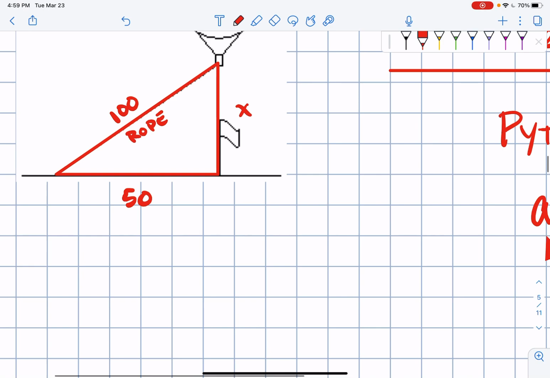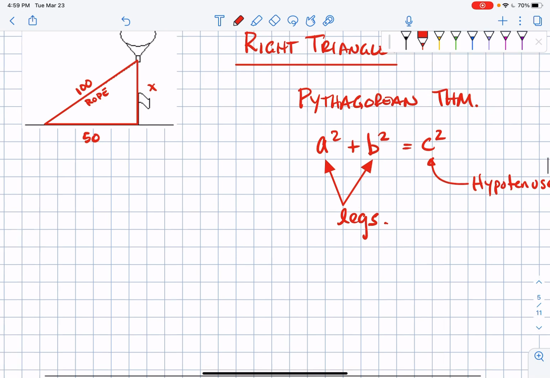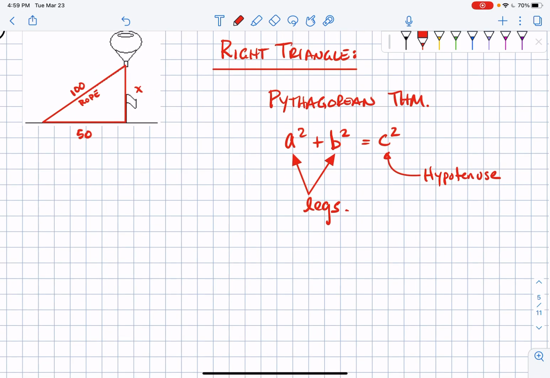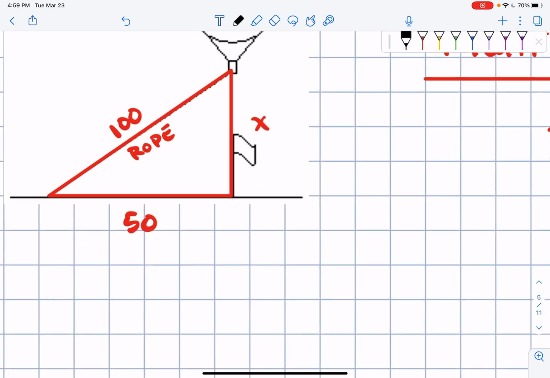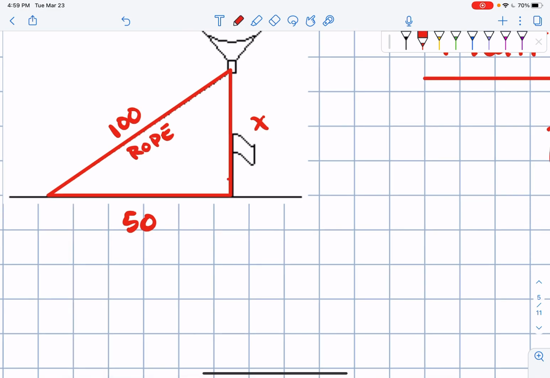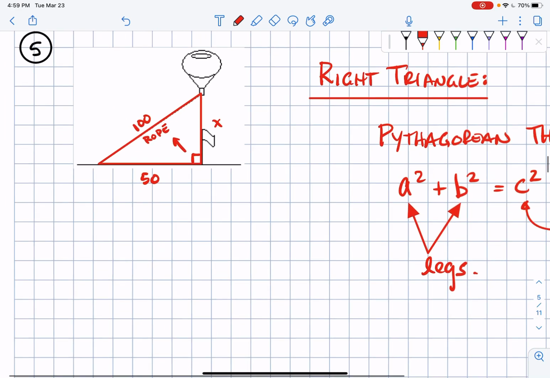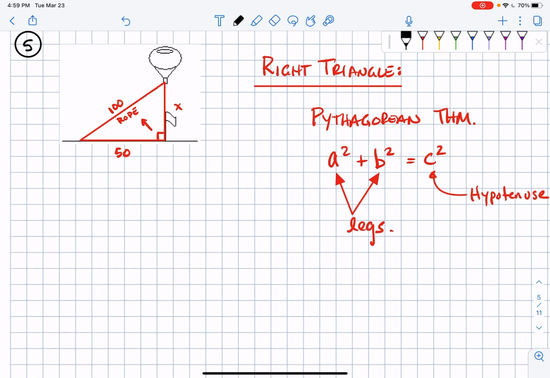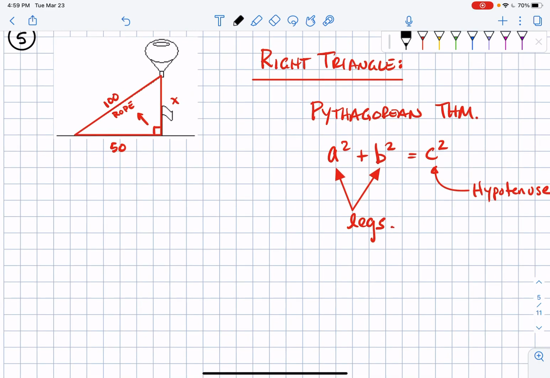Okay. So remember, the Pythagorean Theorem says a squared plus b squared equals c squared. And the reason why the c squared is so important is because c represents the hypotenuse, which is opposite of this right angle right here, okay? So it's opposite of that, and that's the hypotenuse, which is the 100 side. And then the other two are just legs. So if I apply the Pythagorean theorem, then I have x squared plus 50 squared is equal to 100 squared.